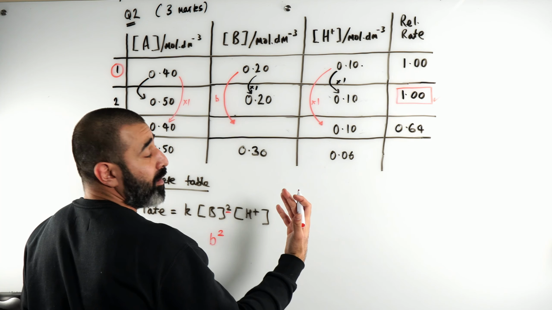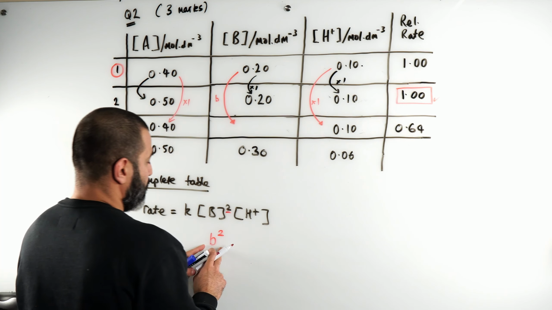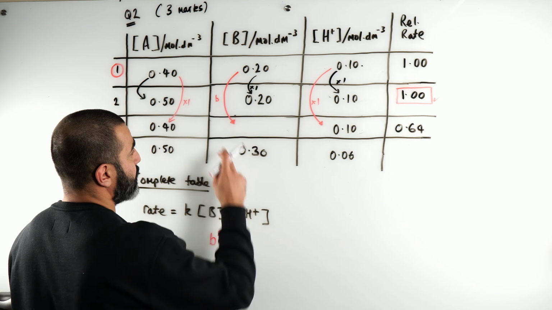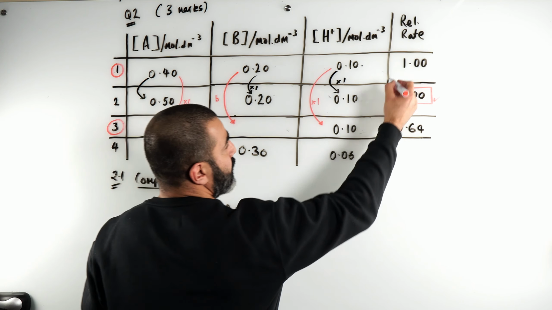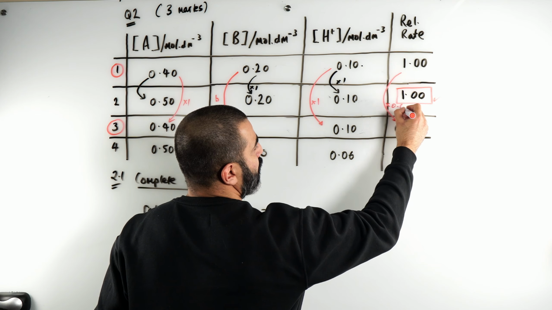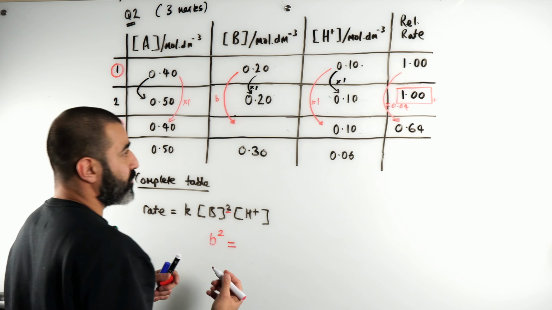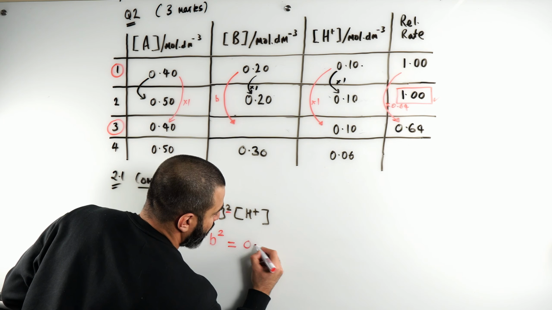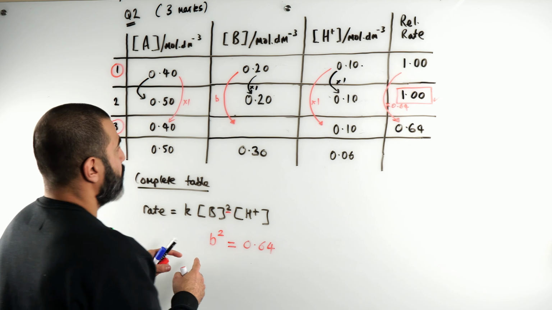And I say go up, what I actually mean is going to change by b squared because it doesn't go up, it actually goes down. So the new relative rate is going to be b squared, and the new relative rate is 0.64, okay? So going from 1 to 0.64, we're timesing by 0.64. So that is the change in the relative rate from runs 1 and 3, okay?